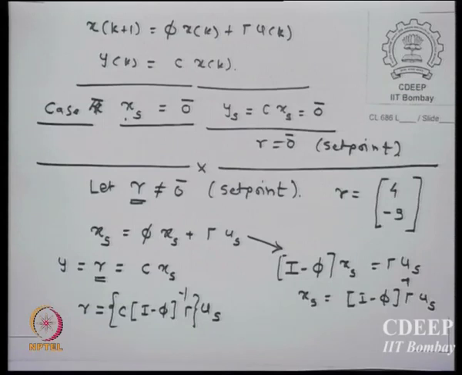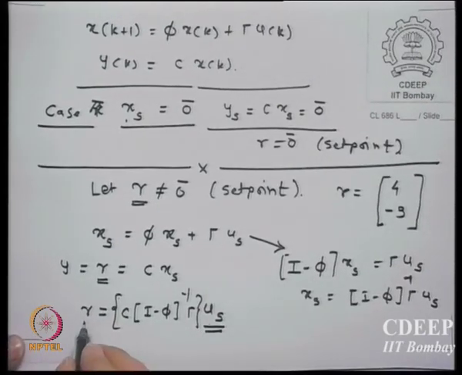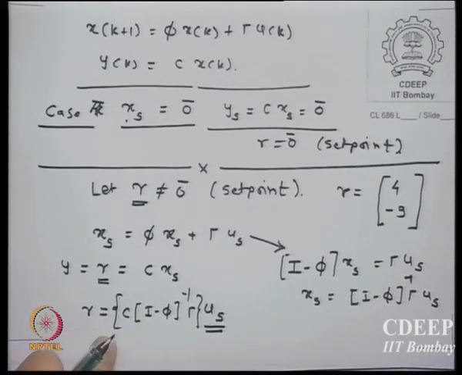Is it okay? Everyone with me on this? Okay. So, what should be us, which will give me this r? If this matrix is a square matrix, if the number of inputs is equal to the number of set points, then the number of measurements is equal to the number of inputs. It will happen when the number of inputs is equal to the number of outputs.